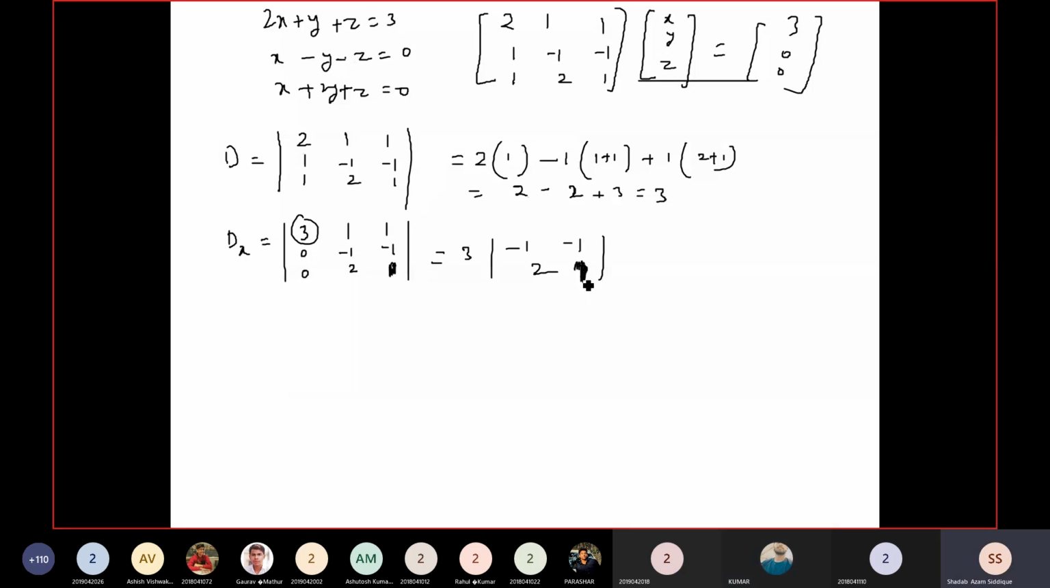And I'll go for this column. So I'll not go for this. I'll go for this column to find the determinant.